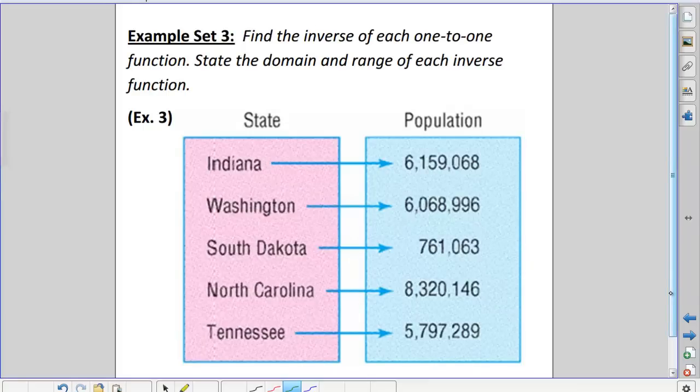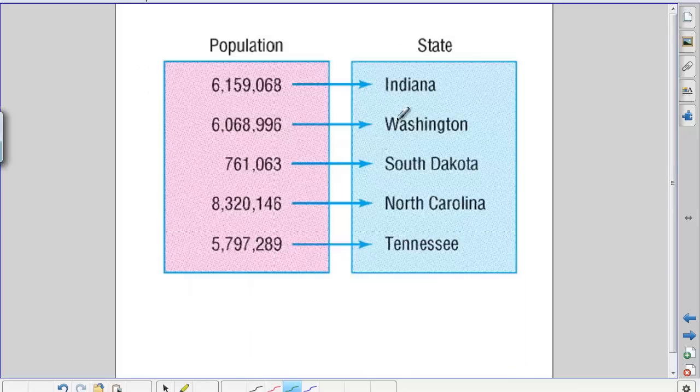Okay, this is a function. If we want the inverse of that function, notice that it is 1 to 1. To get the inverse, you just switch. Notice here I have states on the left and populations on the right. If I just switch that around and put populations on the left and states on the right, switch all the arrows around so that the population is now the domain and the state is now the range, that's the inverse.